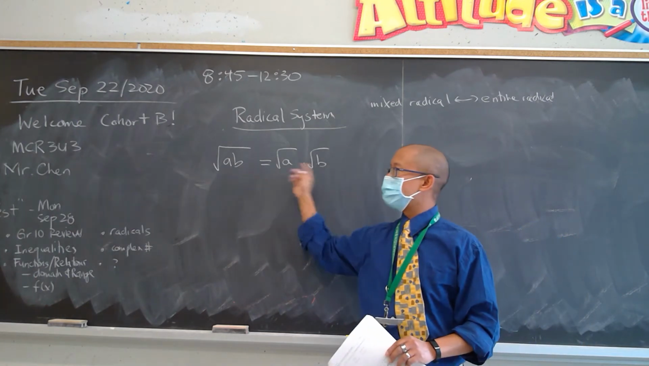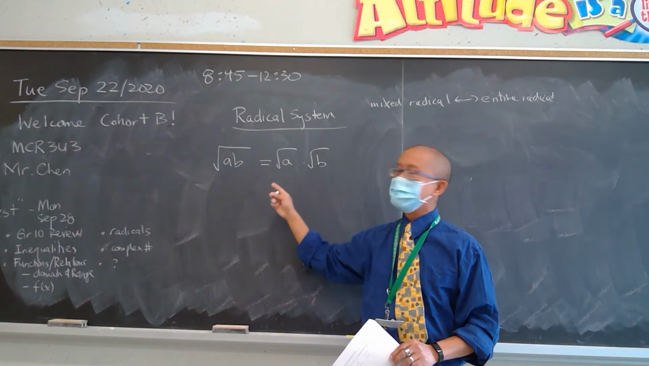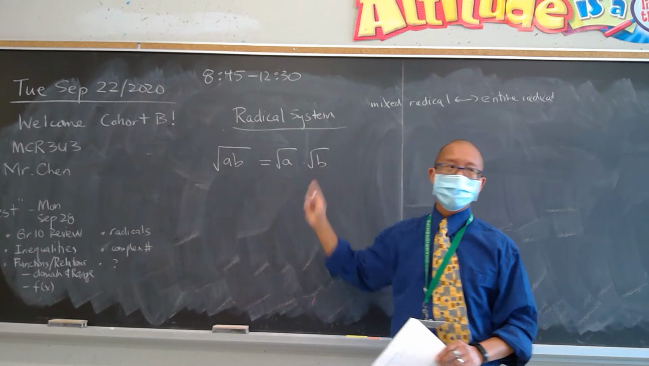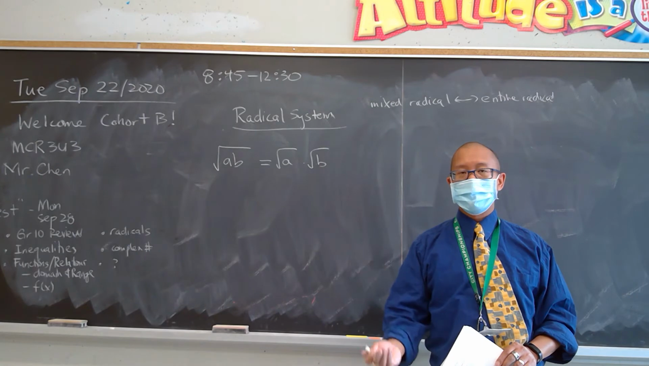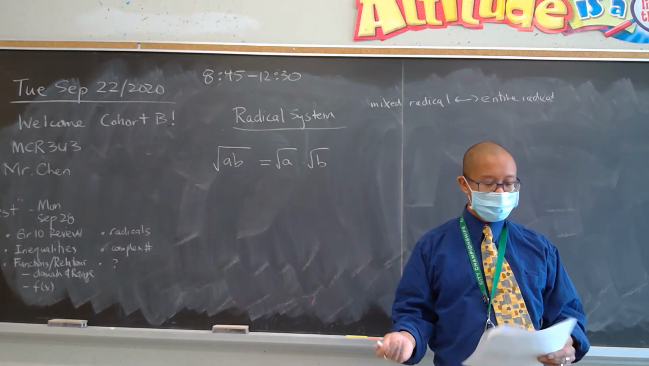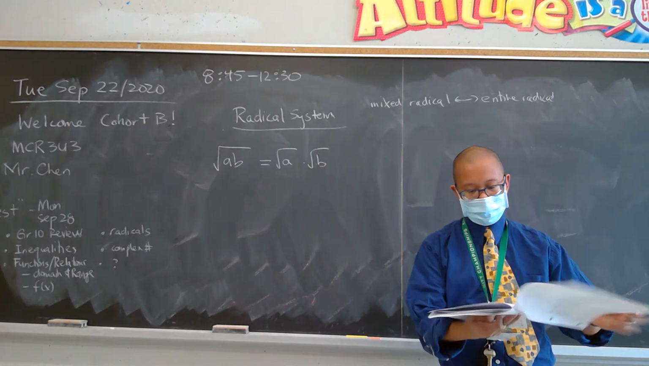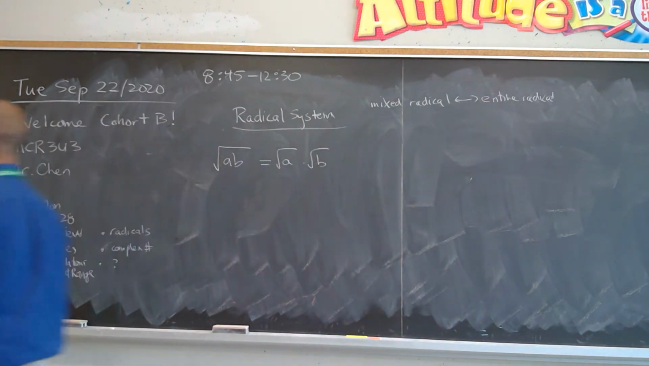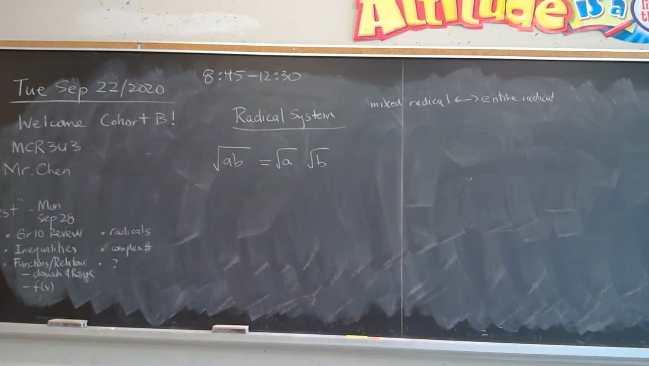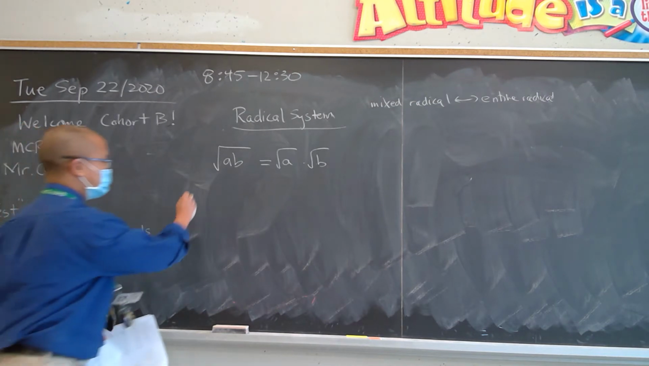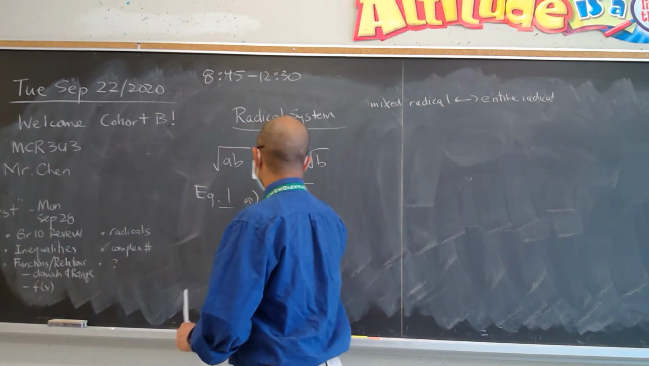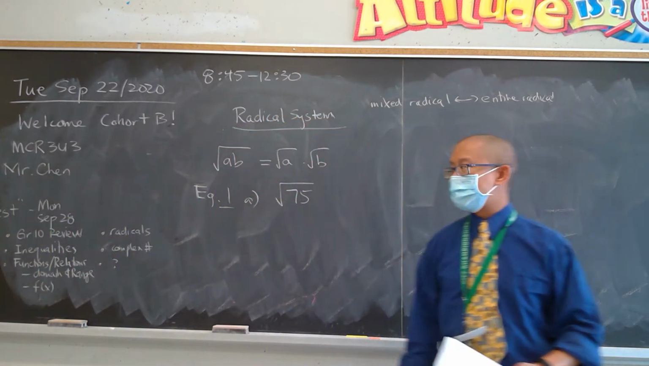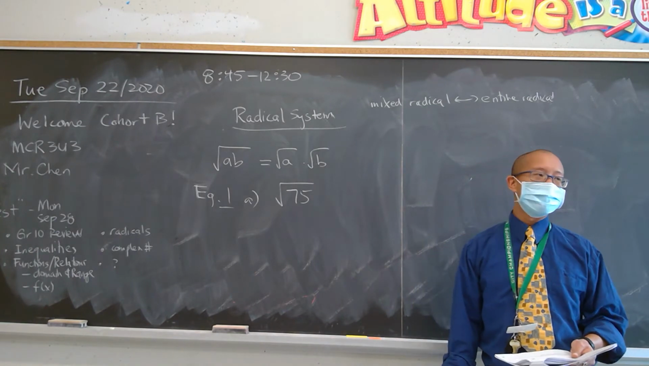Well, a lot of you learned this rule. The square root of AB is equal to the square root of A times the square root of B. And usually the hint is to try to find the largest perfect number. So in this first example, example 1, the first one here, how do you actually say this? First of all, it's the square root of 75, or root 75.